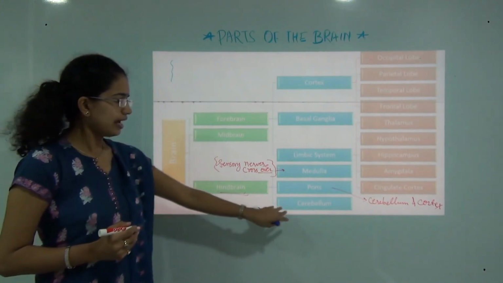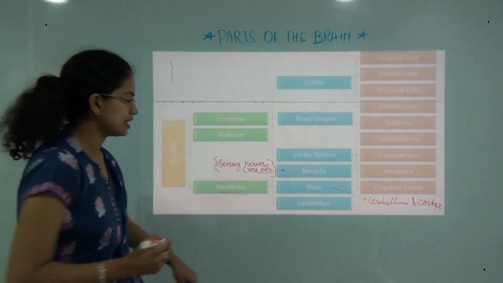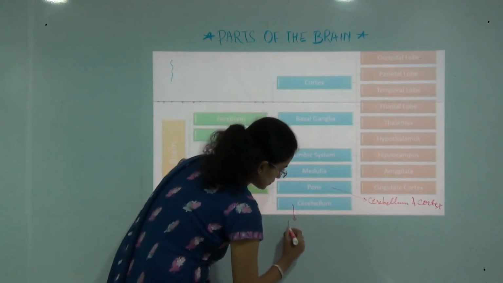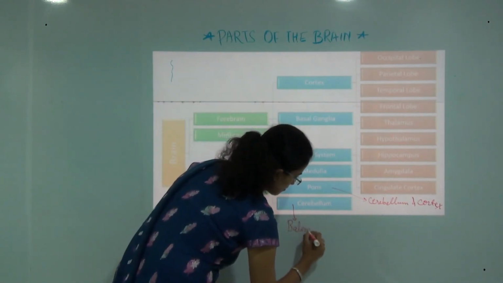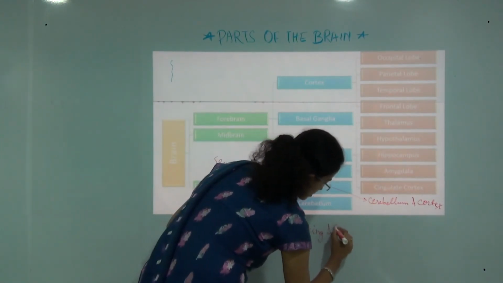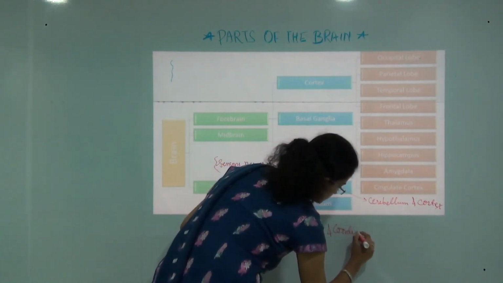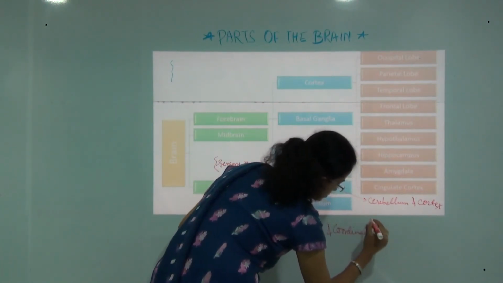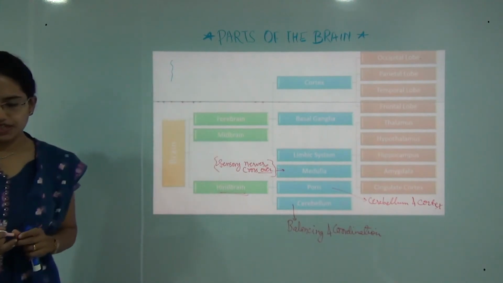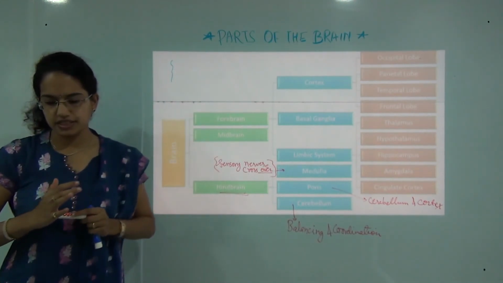Okay. And finally, you have the cerebellum. Cerebellum deals with balancing and coordination. So the main function of cerebellum is balancing and coordination.